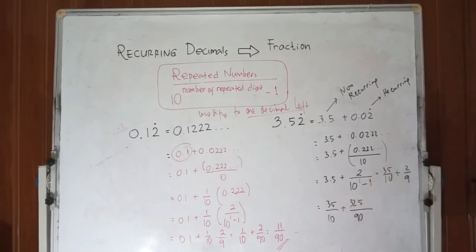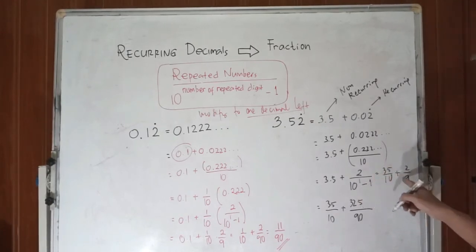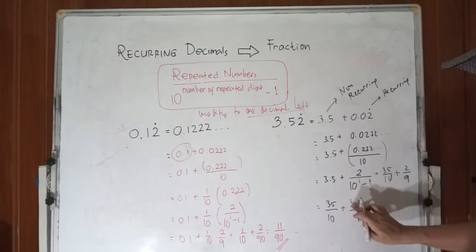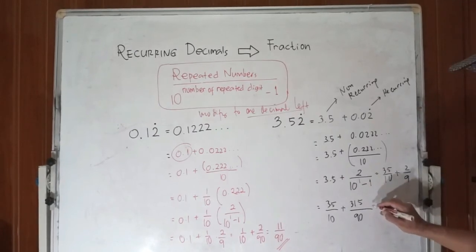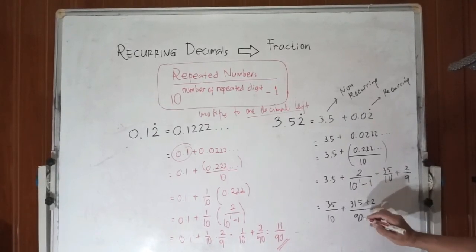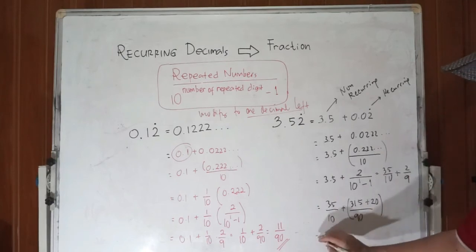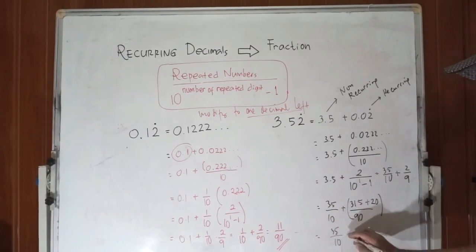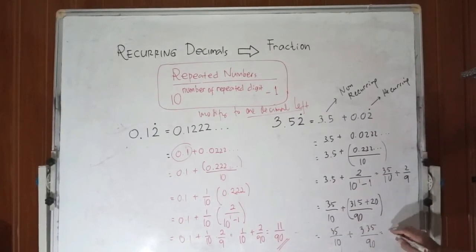9 times 35, 315, sorry, 315, plus 2, 317, right? So this one is 315 plus 20 over 90. And then 35 over 10 plus 2 over 90, and so on.